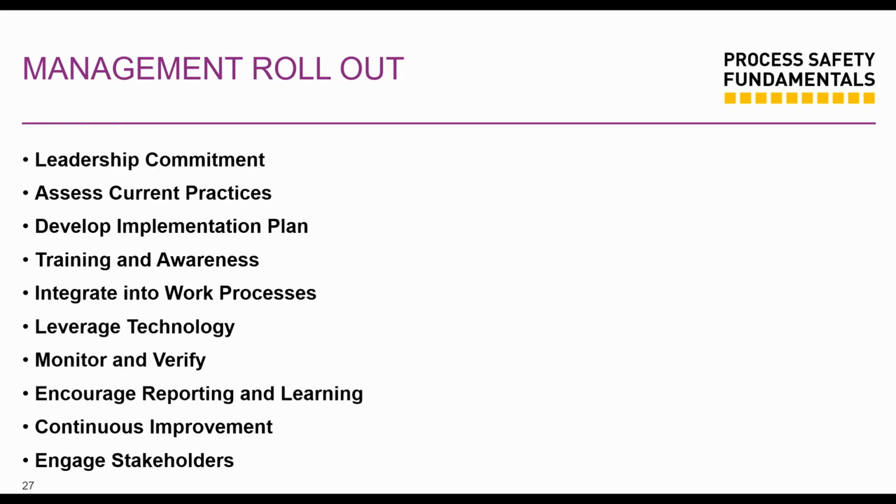So these are 10 steps that management could do to roll out these process safety fundamentals. I've spoken on the 10 of them, and these are another 10 ways management could roll them out. So first is leadership commitment. Is our leadership actually actively involved in this? Secure visible support from senior management to prioritize process safety events.